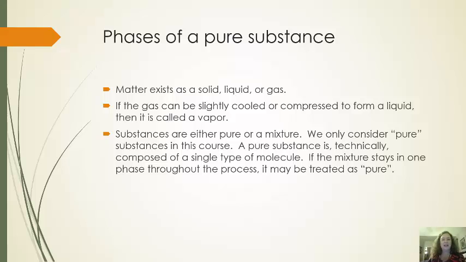When the gas could be slightly cooled or compressed and form a liquid, we usually call it a vapor, not just a gas. Now, substances can be either pure or a mixture. This course is going to focus on the pure substances. Technically, a pure substance is going to be composed of only a single type of molecule. However, we will occasionally treat things as pure when they're a mixture that stays completely in a single phase. So, for instance, air we might call a pure substance, even though we know it's got both oxygen and nitrogen and a whole bunch of other gases mixed in.